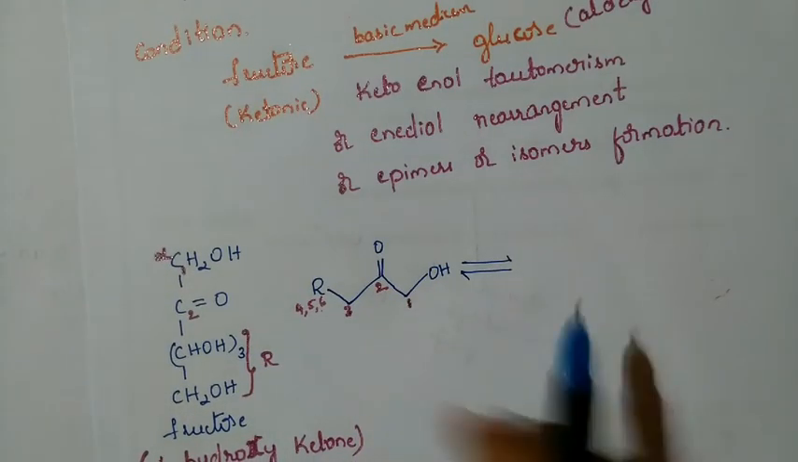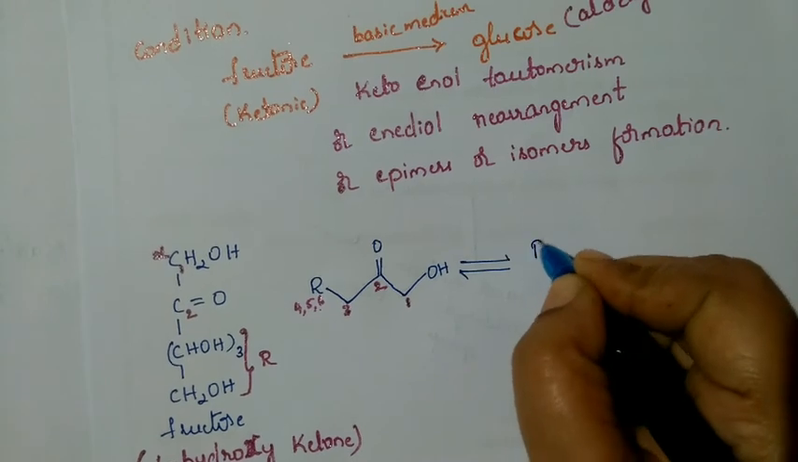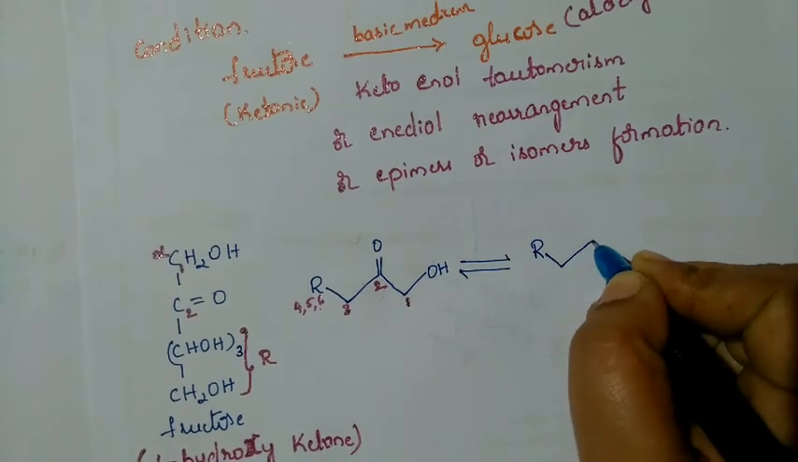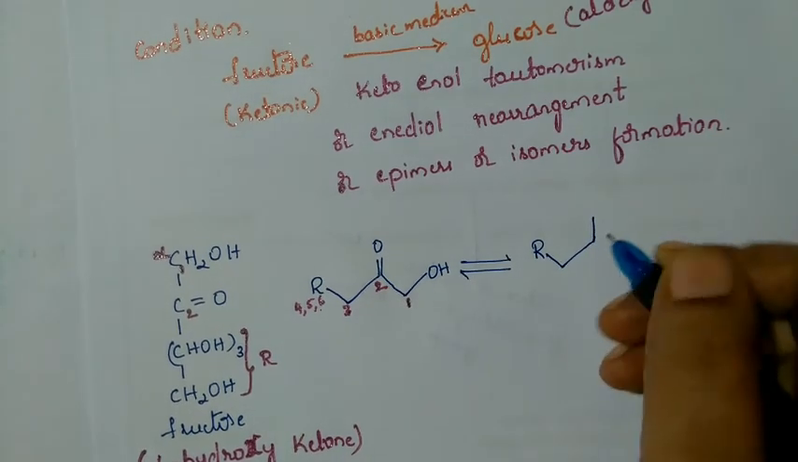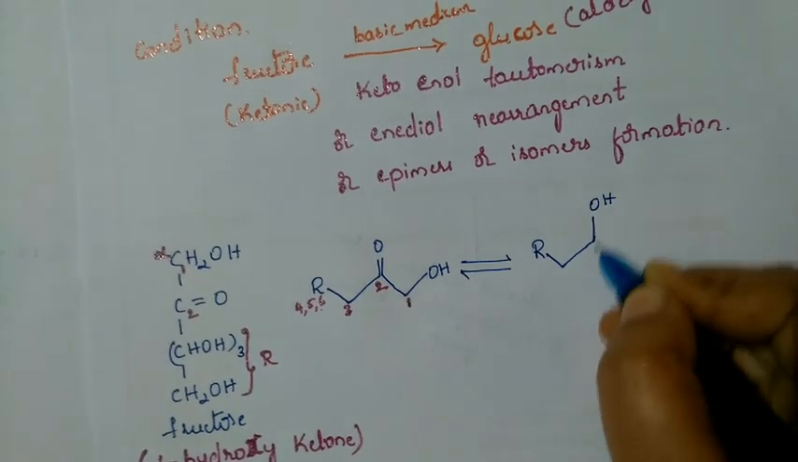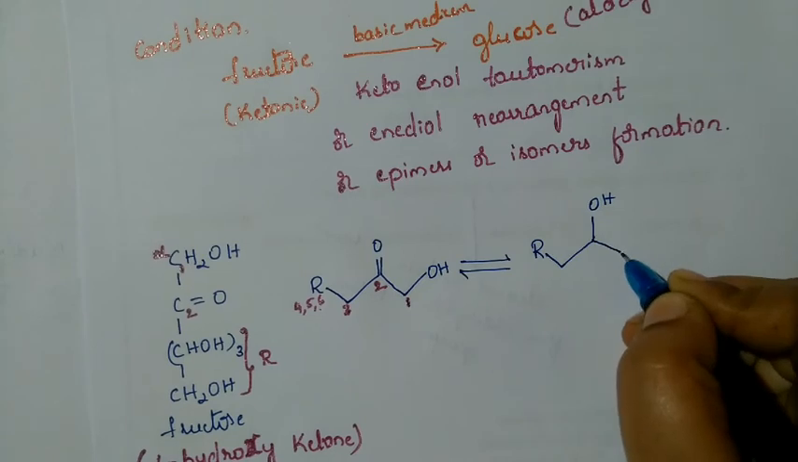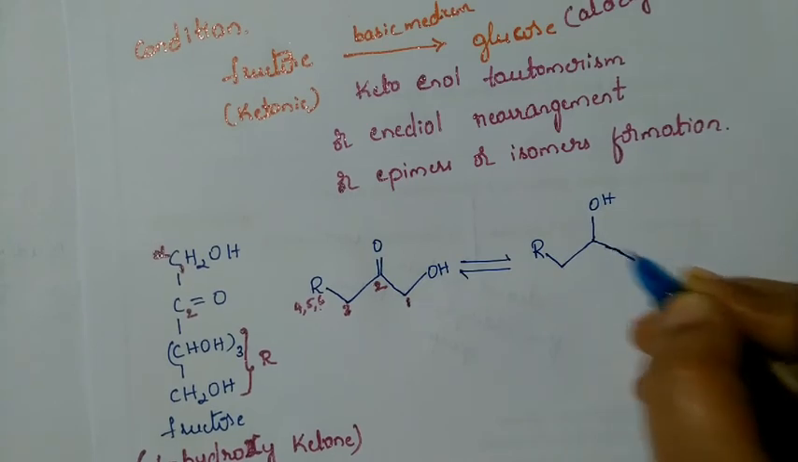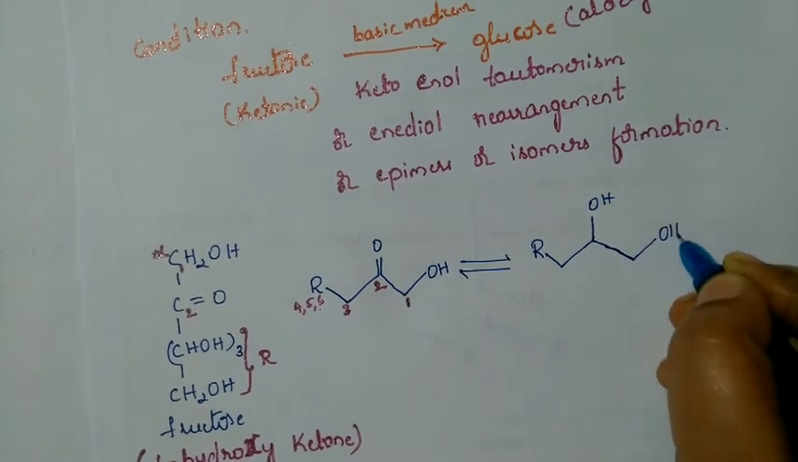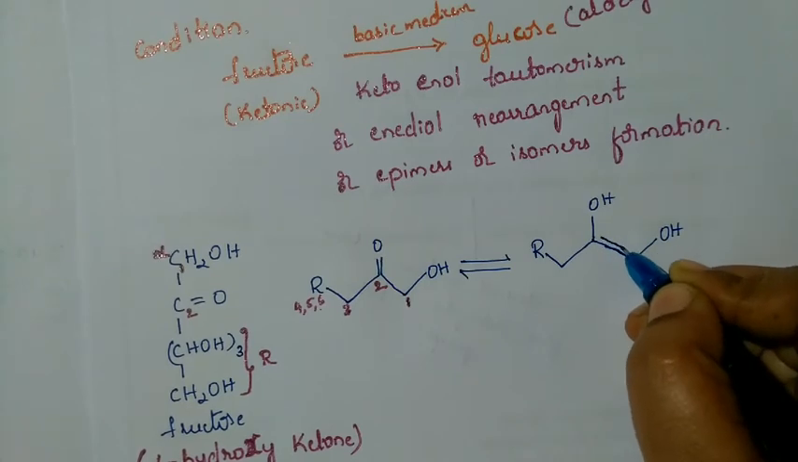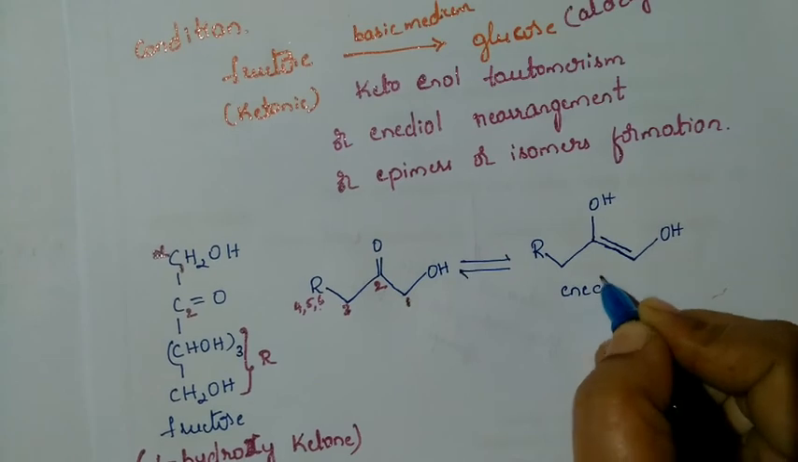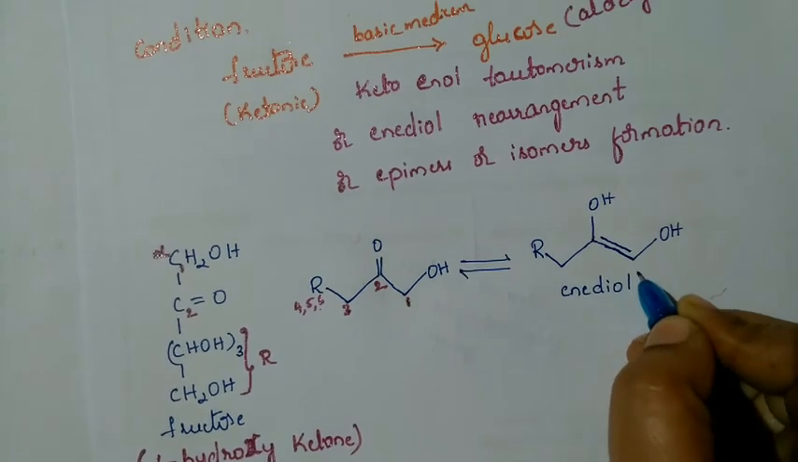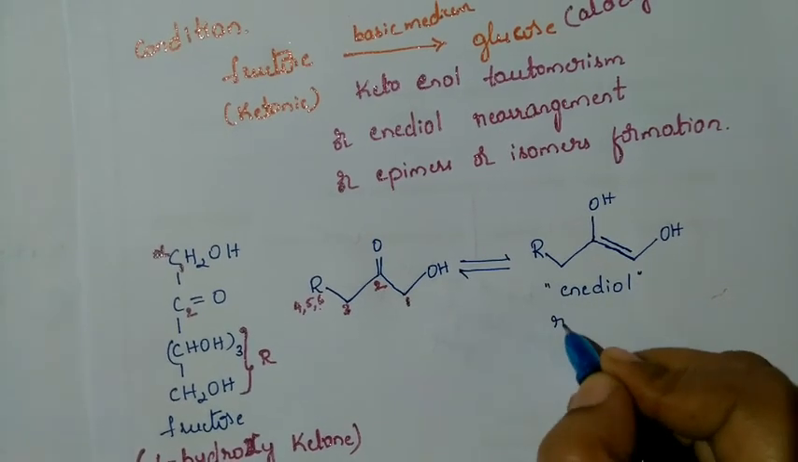So the same compound here, I will write it. R as it is. What happens to this double bond O? It has been converted to OH, and this carbon also has OH, but in between them we have a double bond. So that's why we name this one enediol.